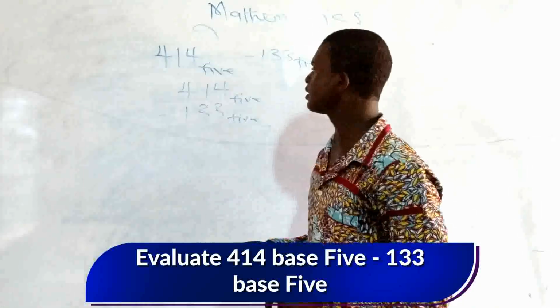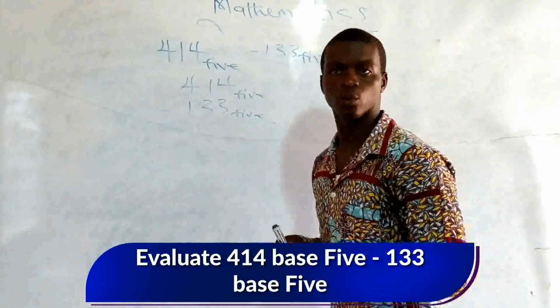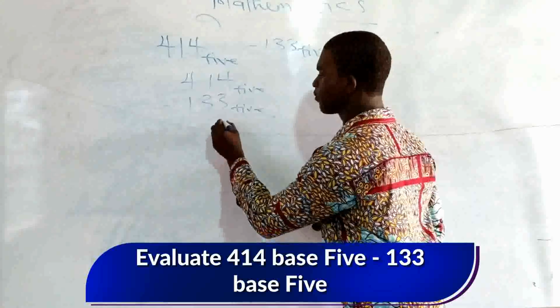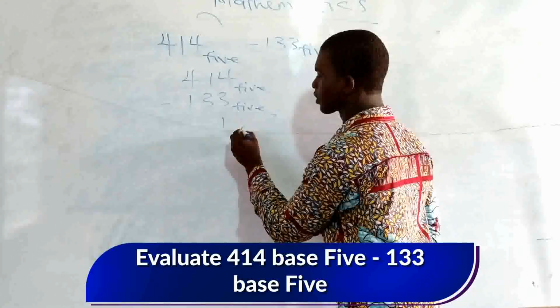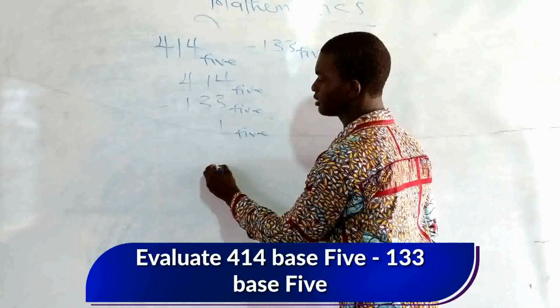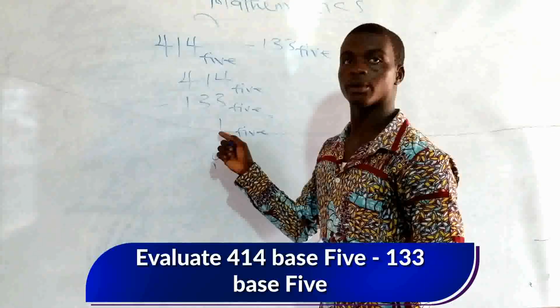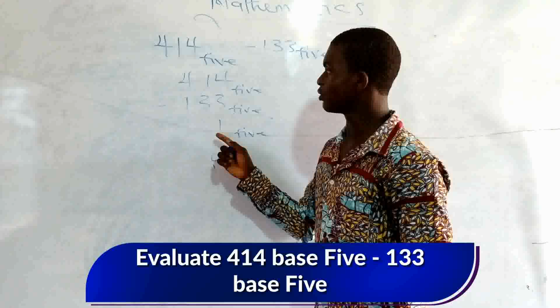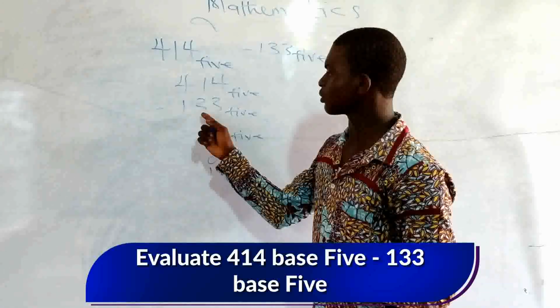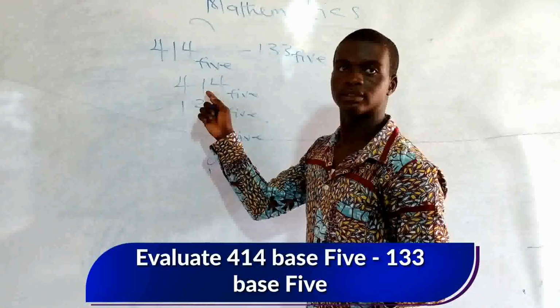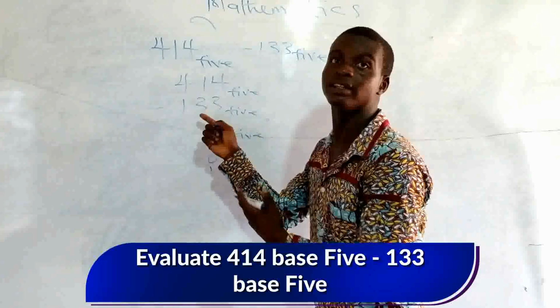And so you can see 4 minus 3 gives us 1. And so we have 1 over here, all because the one that we had, 5 goes into it 0, giving you the remainder as 1. We also have 1 over here. Subtracting 3 from 1 is not accepted in this case.